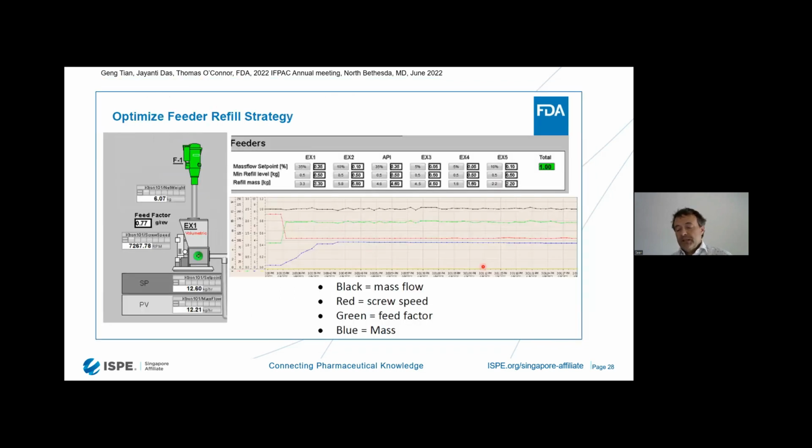You can also use this model to look at different feeder refill strategies. So here you're looking at a decrease in screw speed, which results in an increase in the feed factor. And then the blue line shows you the refill of the feeder. And you can see how when you refill the feeder, you get some more fluctuations in the flow rate coming from the loss-in-weight feeder.